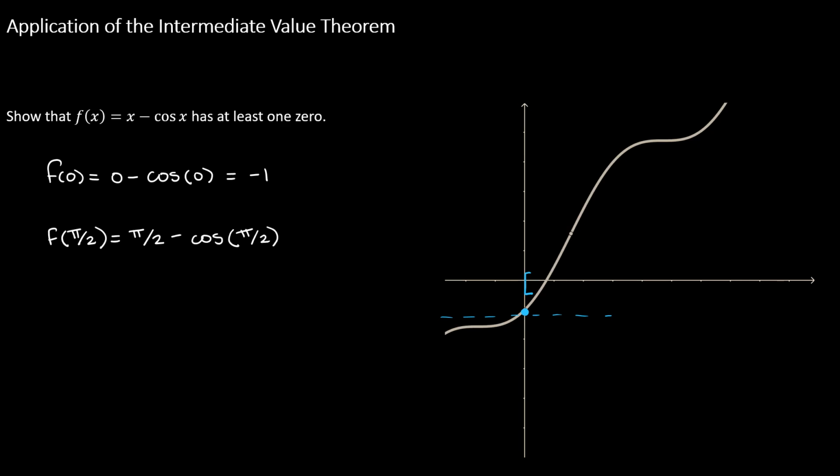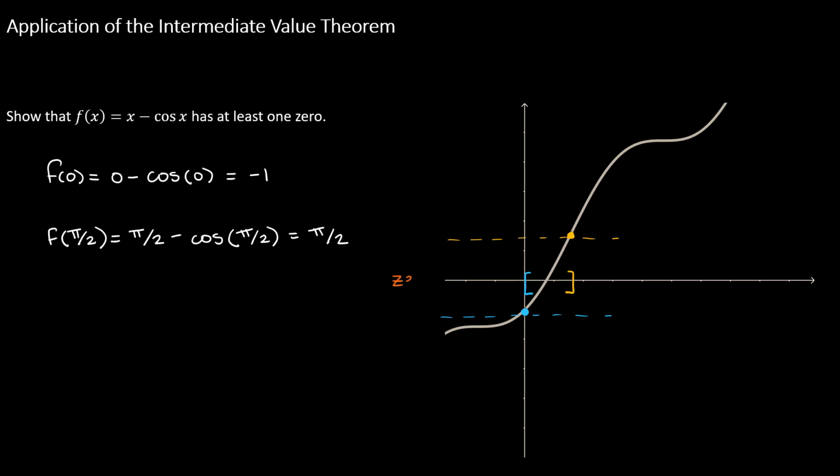I'll try pi over 2. Evaluating our function at pi over 2, I get positive pi over 2 because cosine at pi over 2 is 0. On our graph, we've just determined the right edge of our interval, and we found the function output is above the x-axis. And so we can see that the intermediate value theorem allows us to make a conclusion about any z value between these two outputs.